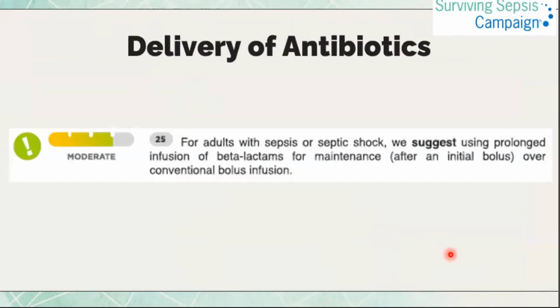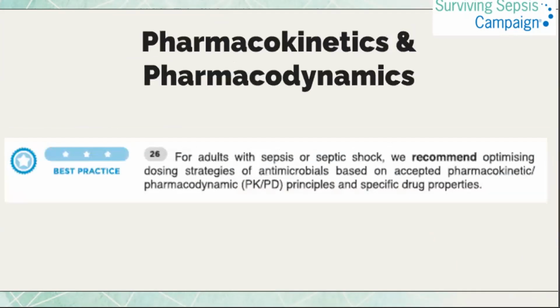For adults with sepsis or septic shock, we suggest using prolonged infusion of beta-lactams for maintenance after an initial bolus over conventional bolus infusion. For adults with sepsis or septic shock, we recommend optimizing dosing strategies of antimicrobials based on accepted pharmacokinetic or pharmacodynamic principles and specific drug properties.